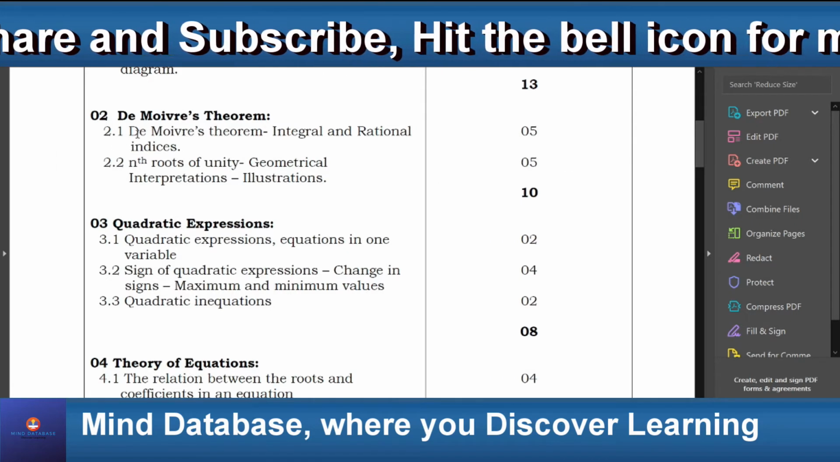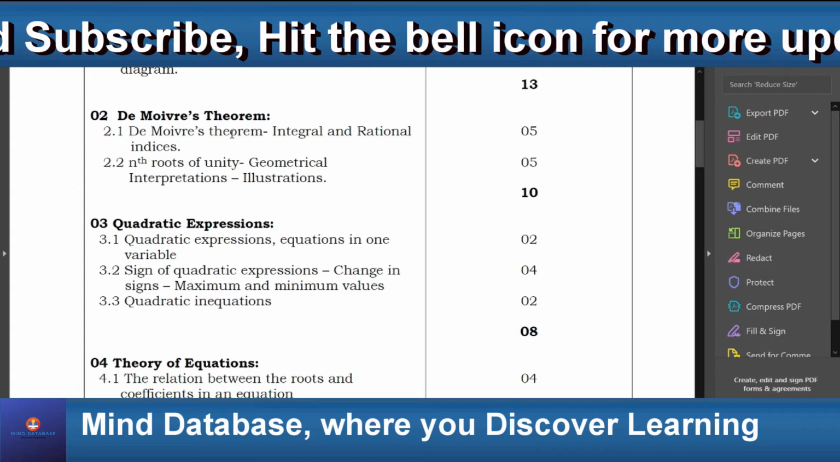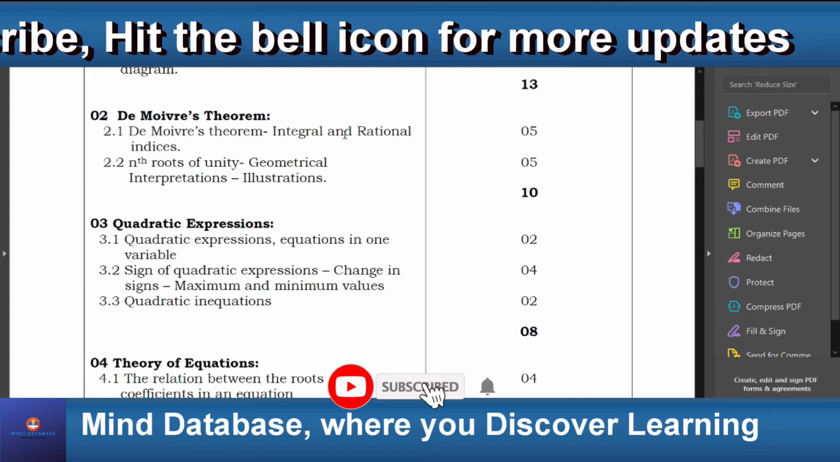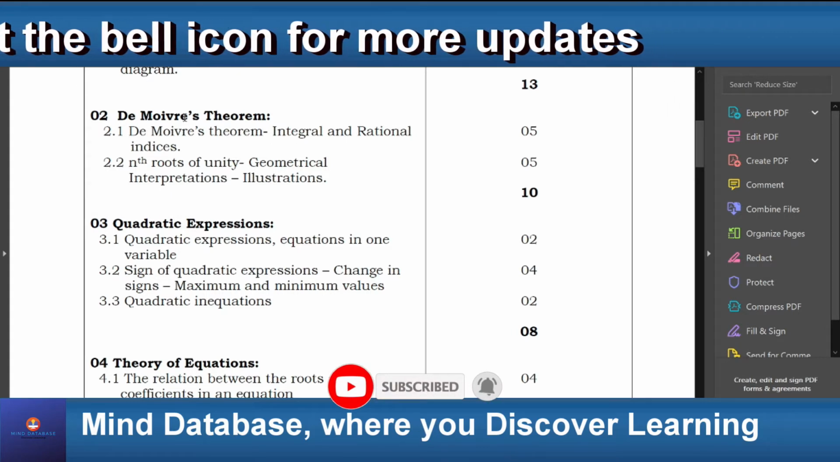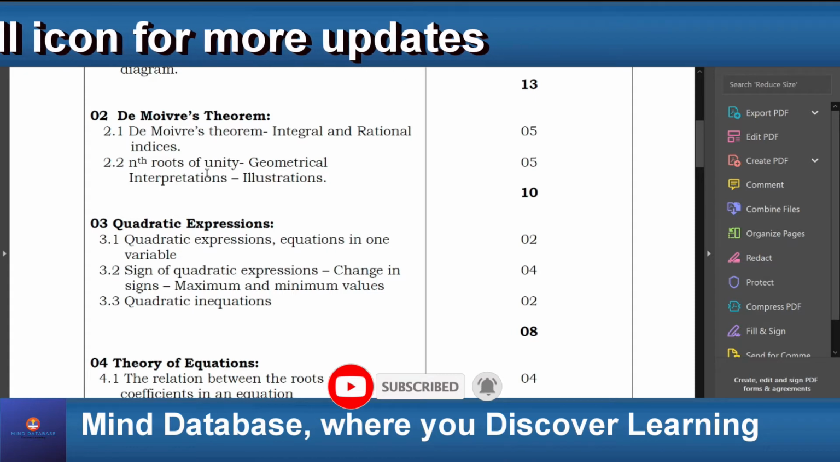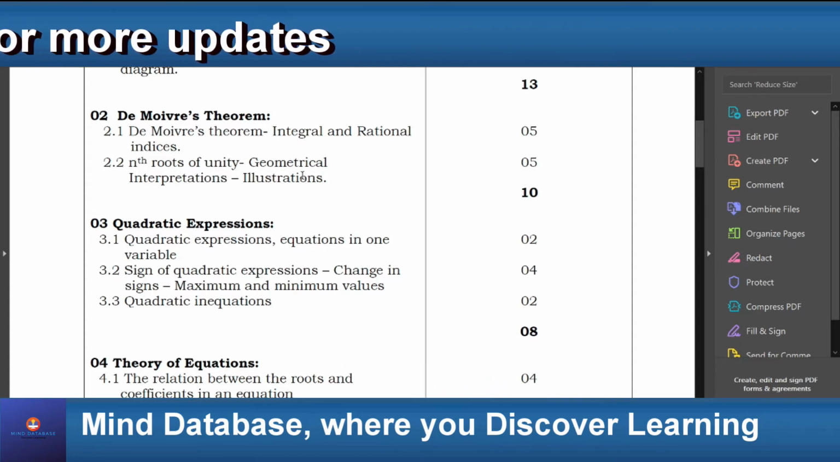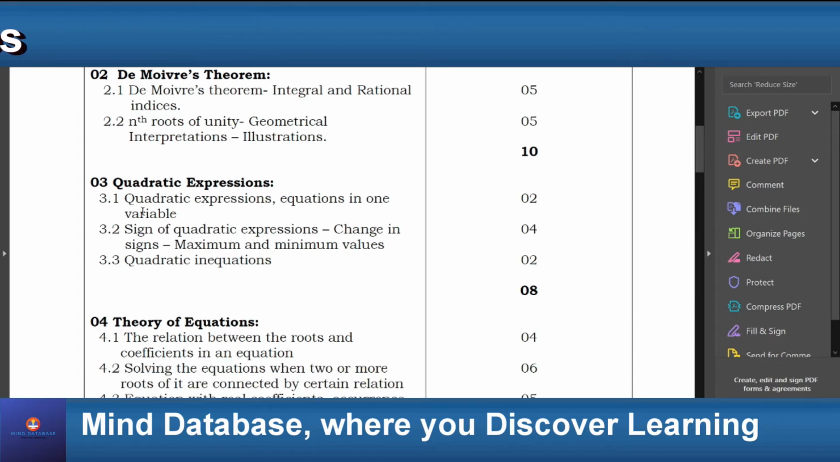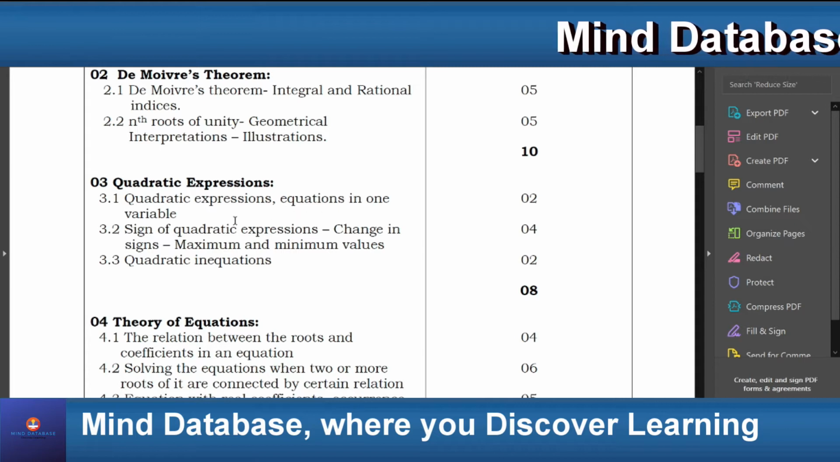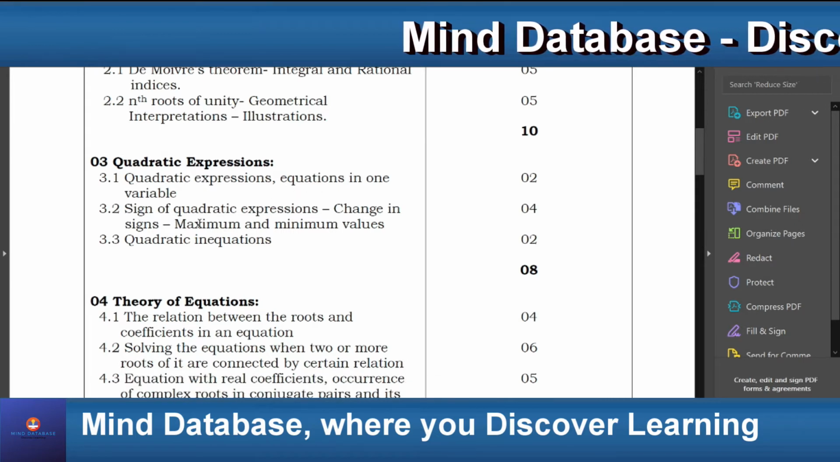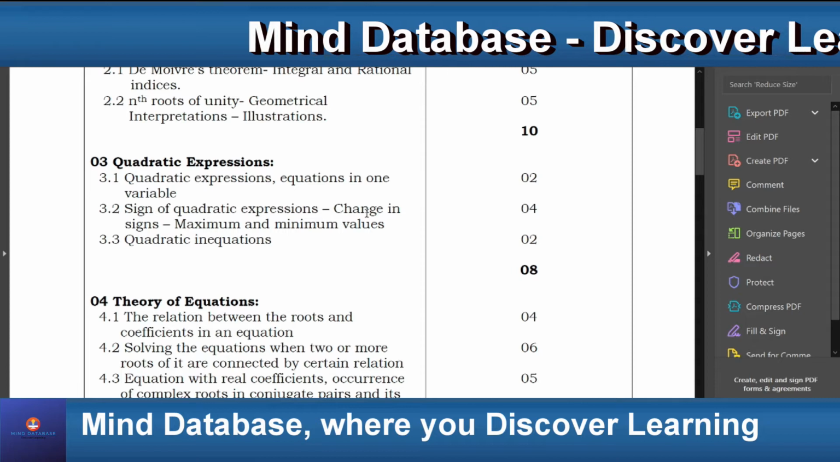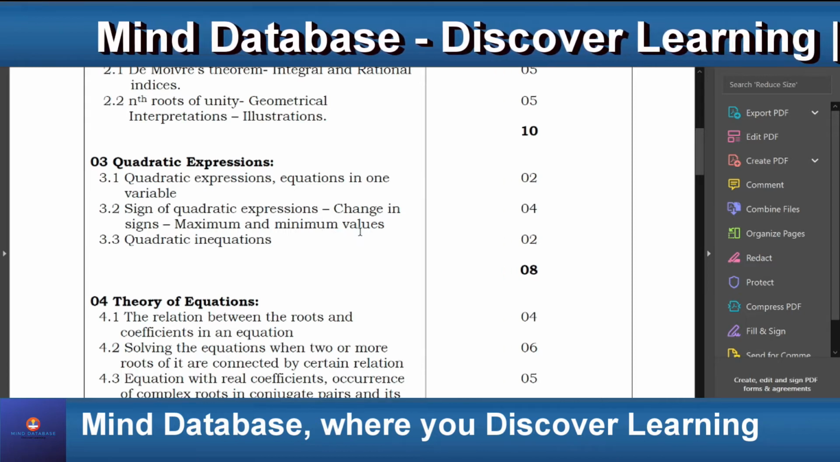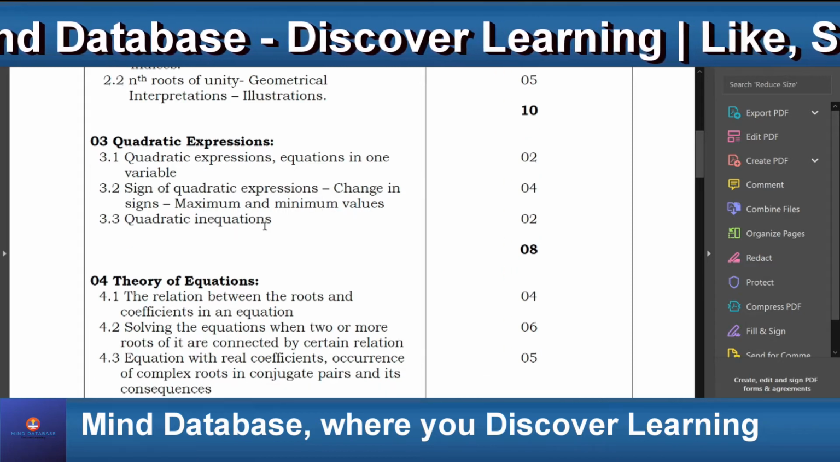In this chapter, we learn about De Moivre's theorem, its integral and rational indices, nth roots of unity, that is geometrical interpretations and illustrations. Third chapter. In this chapter, we learn about quadratic expressions and equations in one variable, sign of quadratic expressions, that is change in signs, maximum and minimum values, and quadratic inequations.